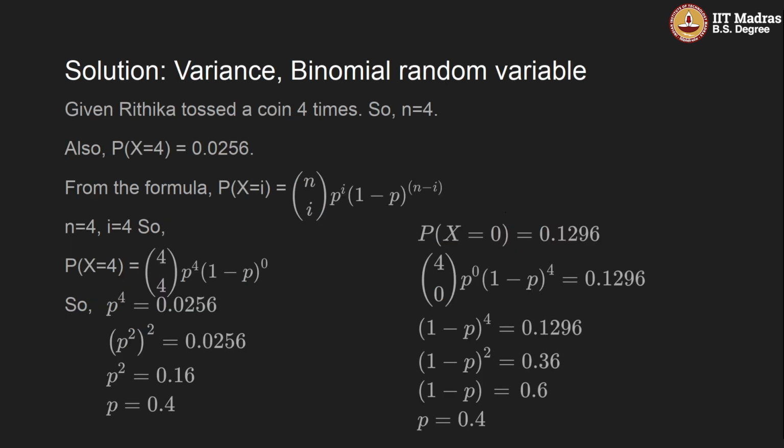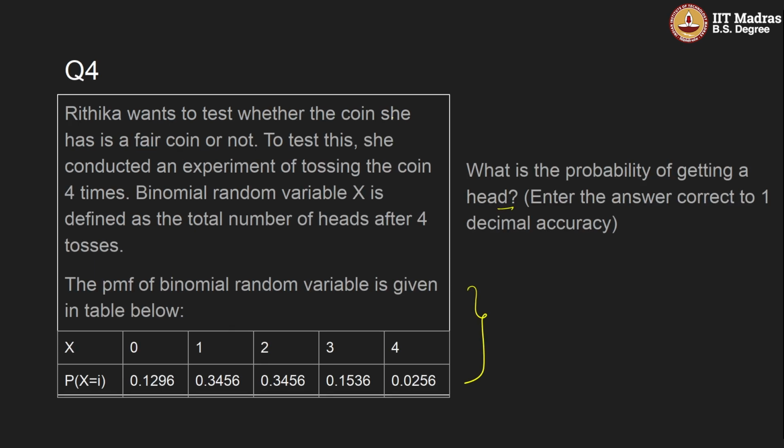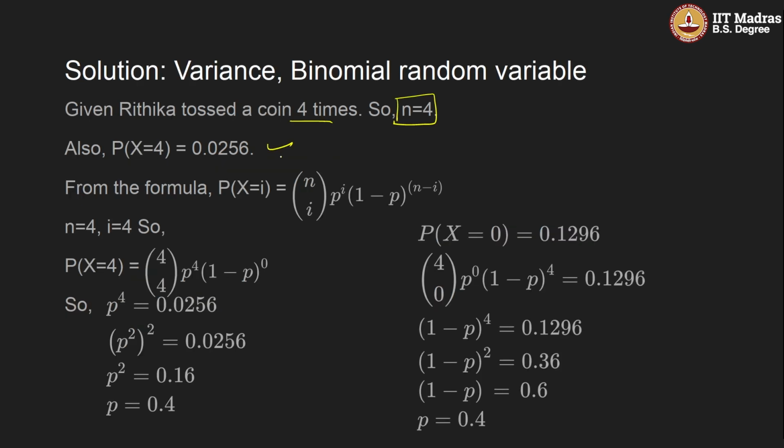Here we can see that she is tossing the coin 4 times, so the number of trials n will be equal to 4. For x equal to 4, the probability is 0.0256. Now we know the formula, or PMF, for the binomial distribution. We have to put the value of n here and we will get the value of p. The value of n is 4, and x is 4. After putting in the values, the value of p will be 0.4.